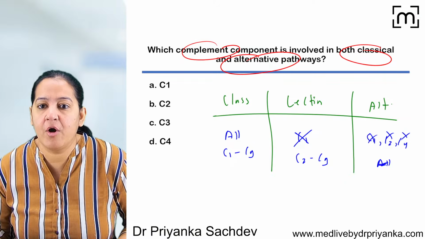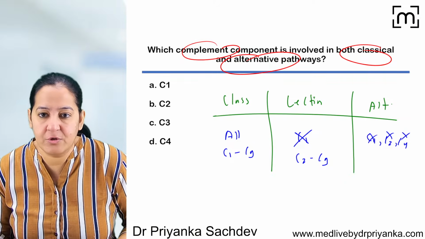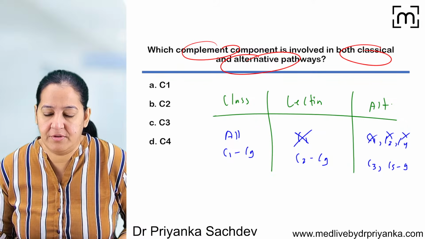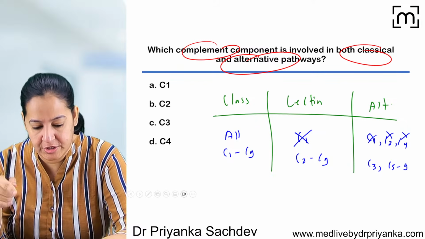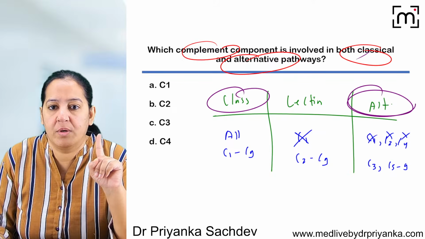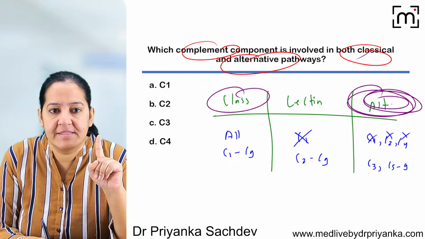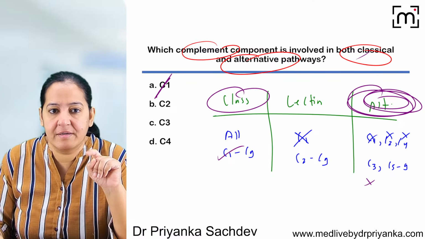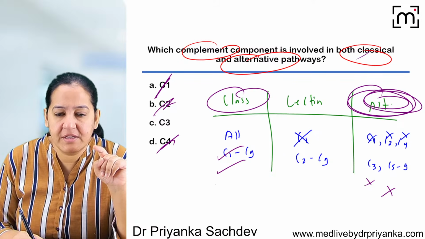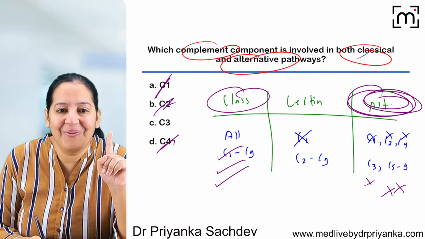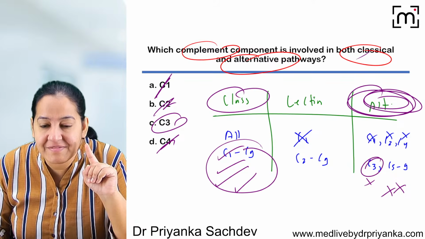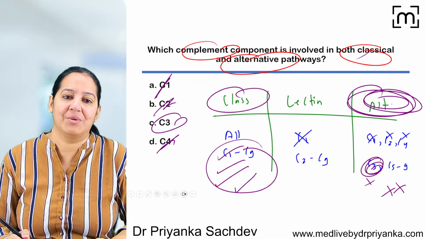Remaining all are involved. C1 is not there, C2 is not there, C3 is there, C4 is not there, C5 to C9 are there. Now read your question. What they are asking is what is common in classical and alternate. C1 is there, but not here. C2 is here, but not here. C4 is here, but not here. So only C3 is common. Here all are there, but here also we have C3. So C3 is the common thing, and the correct answer is C.